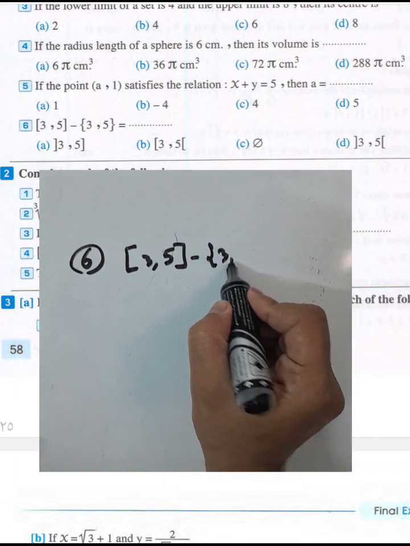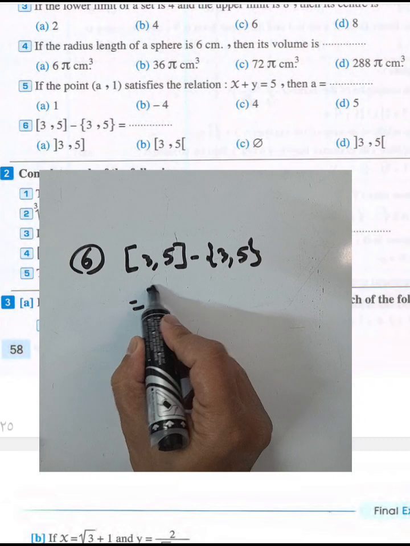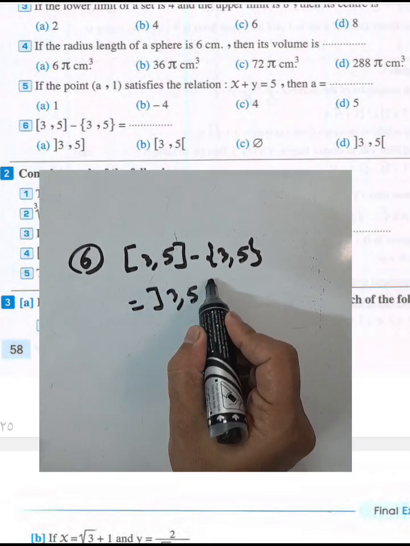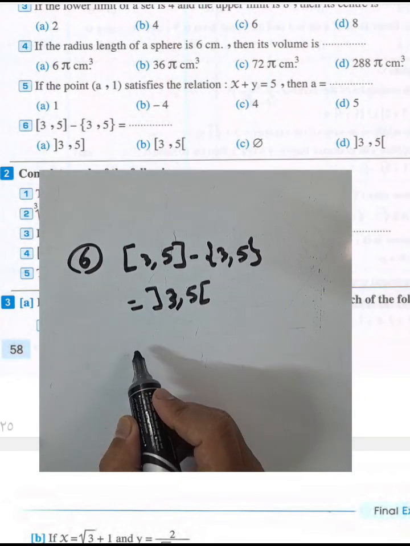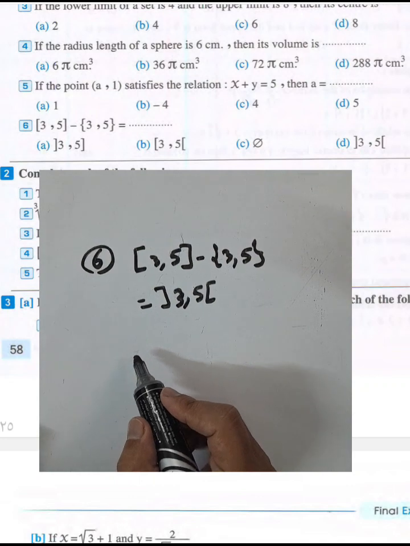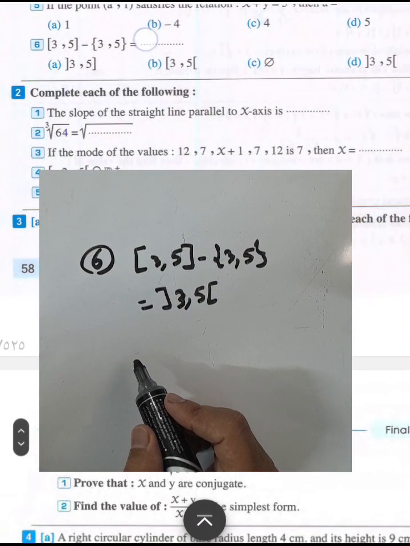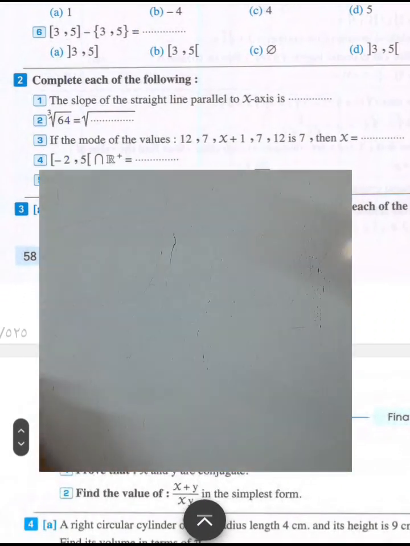Cancel from 3 to 5. It will be the open interval from 3 to 5, open. Choose letter D. Question number 2. Complete each of the following.